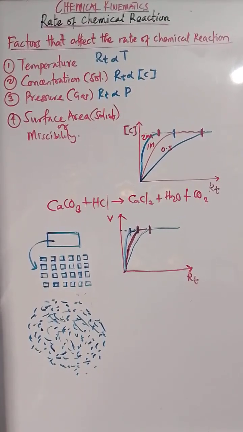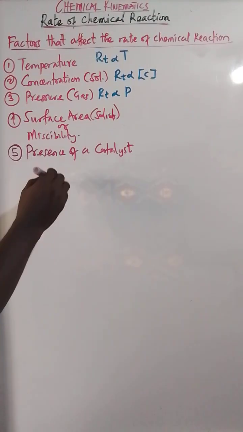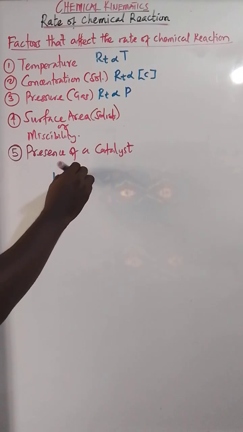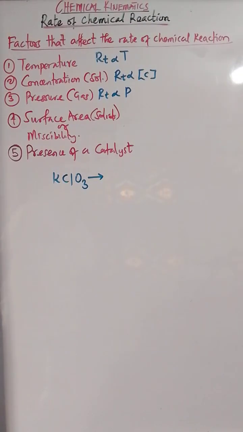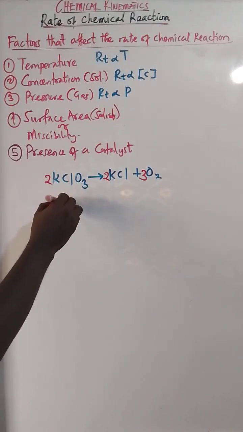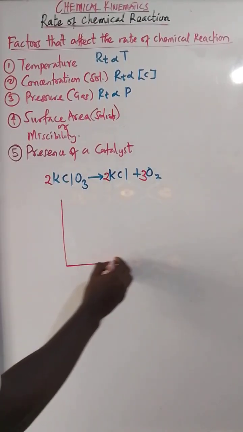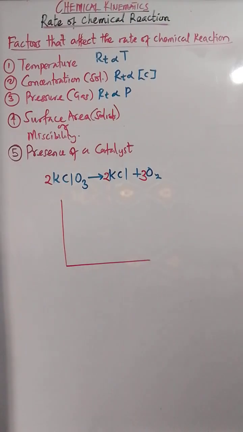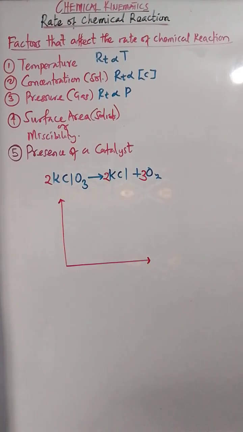the presence of a catalyst. Now, presence of a catalyst. So suppose we have this particular chemical equation: the decomposition of potassium chlorate, KClO3. So what happens if heat is supplied? This chlorate will decompose and oxygen gas is going to be evolved.